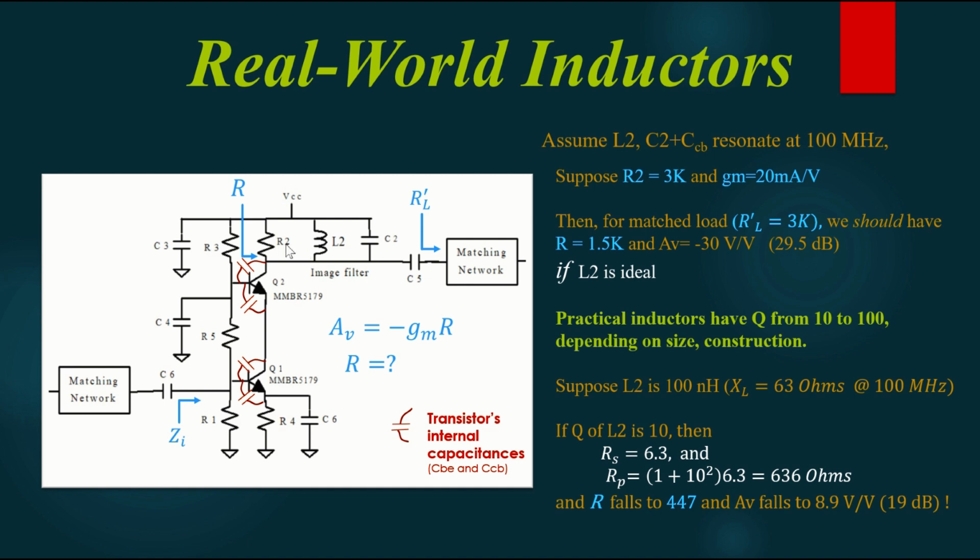So that's here, and oh wait, that's in parallel with R2, which is in parallel with RL prime. And so the total R, as seen by the transistor, falls to 447 ohms. It was 1.5K in the ideal case. Now it's 447. So the gain falls to 8.9, which is about 19 dB. So we've lost 10 dB. Not a good thing. So what do we do?